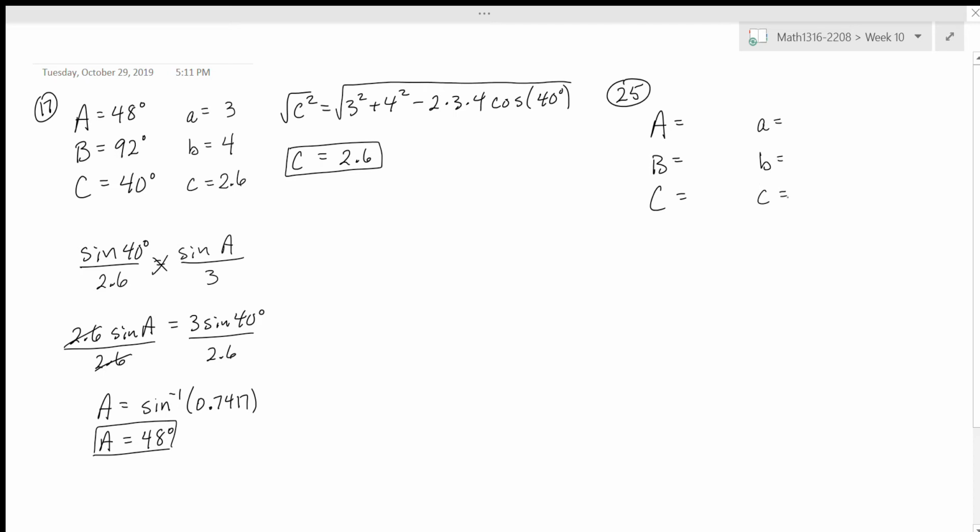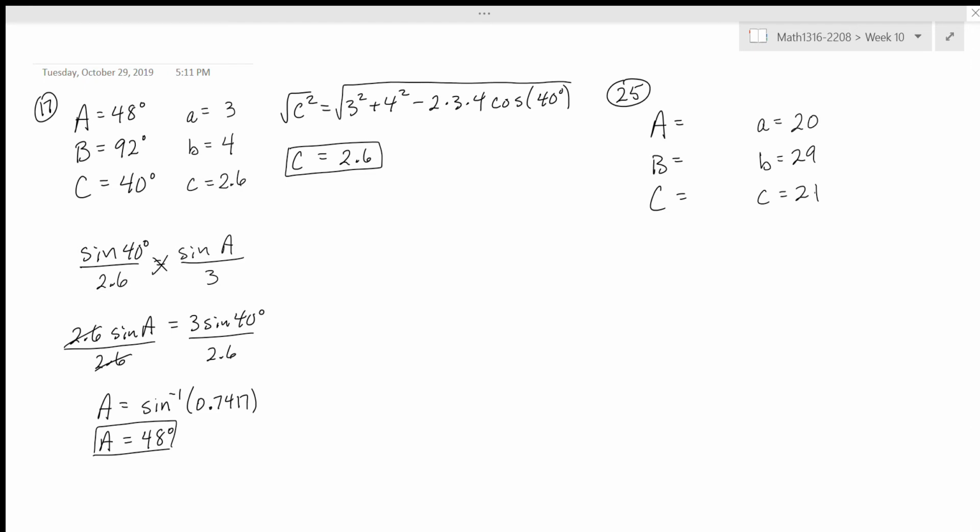ABC. 29, 21. There you go. Again, we're not given a picture. We're just given a list of information.